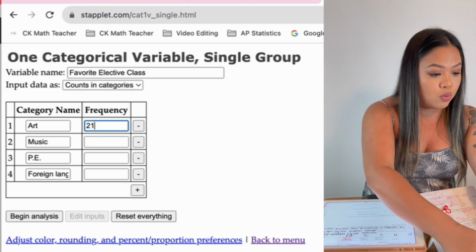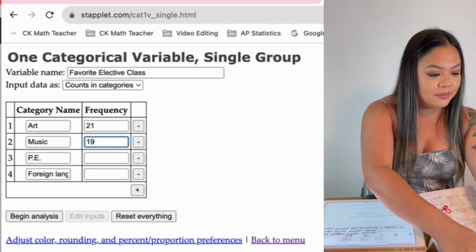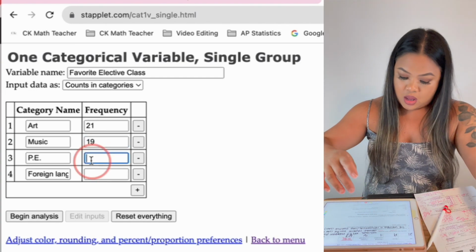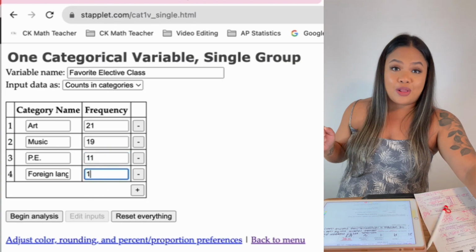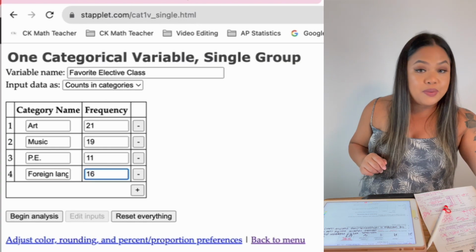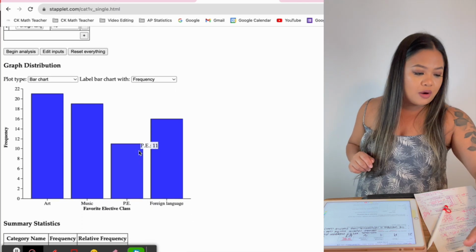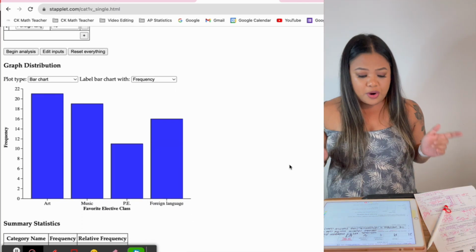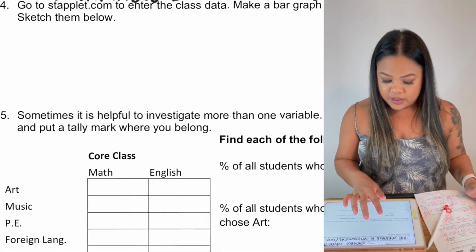So art was 21, music was 19, PE was 11, and for foreign language there were 16 followers who preferred foreign language. And then we're going to go ahead and begin analysis. And what you'll find is this beautiful bar chart that they made for us, and that's what we're going to put here. So I'm going to go ahead and zoom it in so that you can see.